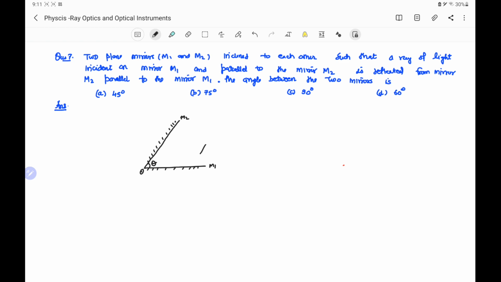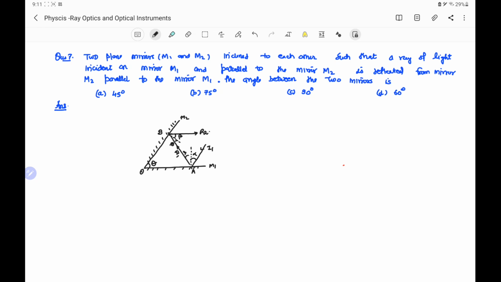A ray is incident on the mirror M1 at a point A and makes an angle alpha. This is the incident ray I1, and it gets reflected at the same angle as the angle of incidence, that is alpha. This reflected ray gets incident on the mirror M2 at point B, making an angle of beta with the normal. So the reflected ray from B goes parallel to the mirror M1, at the angle beta with the normal. This is the reflected ray 2.